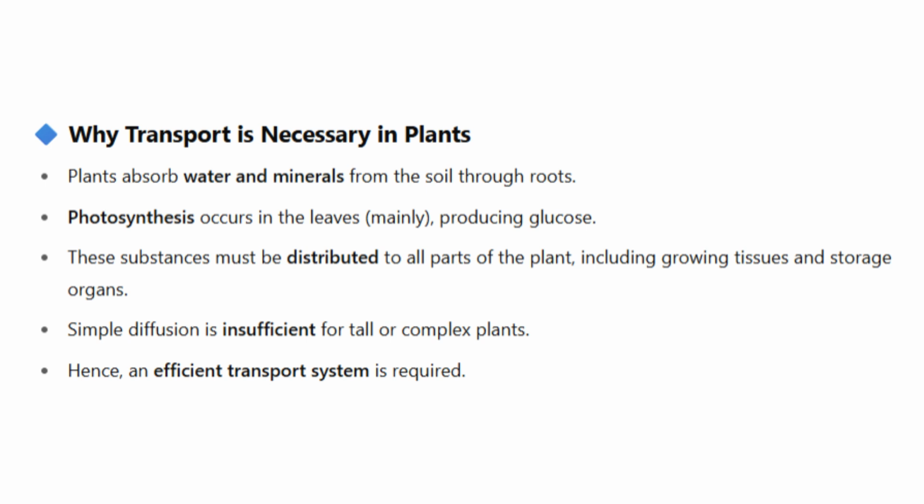Plants absorb water and minerals from the soil through roots. Photosynthesis occurs mainly in the leaves, producing glucose. These substances must be distributed to all parts of the plant, including growing tissues and storage organs. Simple diffusion is insufficient for tall or complex plants. Hence, an efficient transport system is required.